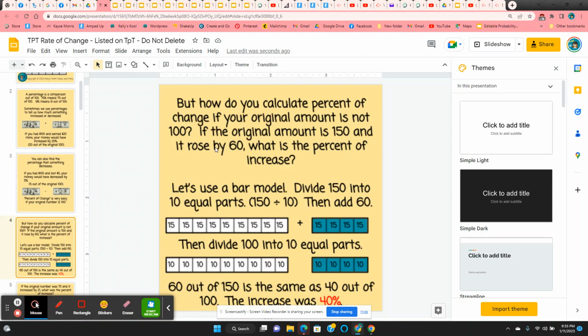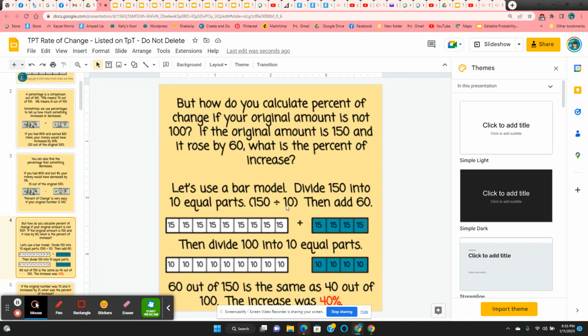However, if the original number is different, we can do this in a different way. So sometimes we can use bar models. And bar models is a good way to show how this works. So if the original number is 150 and it rises by 60, what's the percent of increase? Well, we're going to take that 150 divided into 10 equal parts, and then we're going to compare that to 100 divided into 10 equal parts.